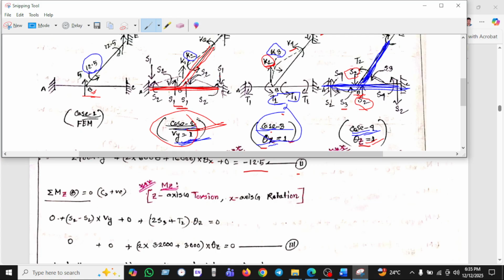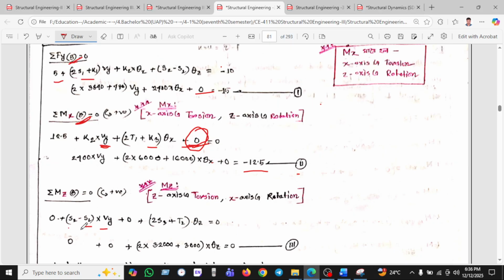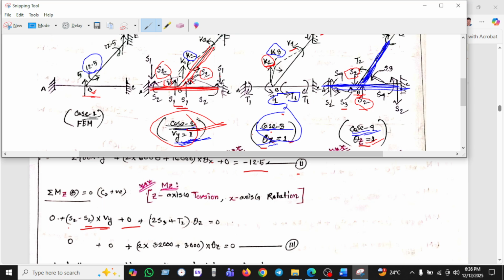So we have two rotations seen here. One is S2, another one is S2. S2 is clockwise and the other S2 is anti-clockwise. Okay, so now we'll go to the another case. This is the case 2, which is theta z. Theta z means this is the case 3. So we are taking the moment z at B. That means z-axis will be torsion.